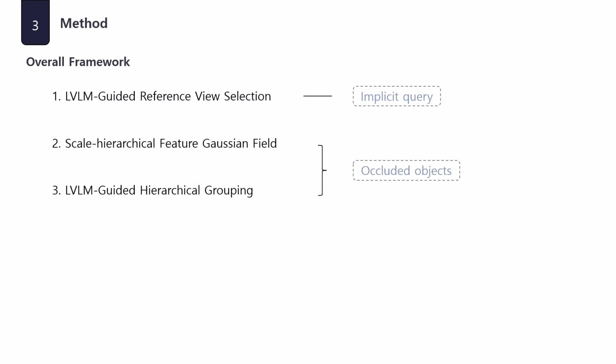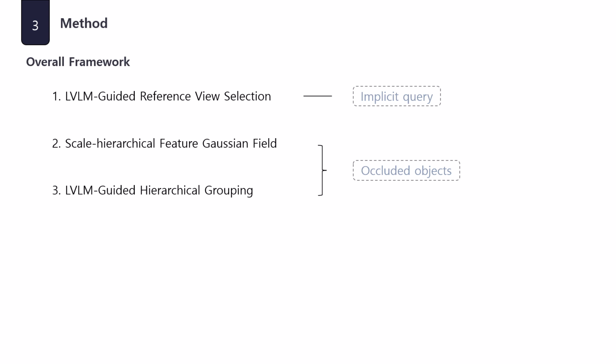Second, the paper introduces a scale hierarchical feature Gaussian field. Here, the model learns to embed instance features and language features into the Gaussians of the 3DGS representation. This embedding process is guided by Segment Anything Model masks and CLIP language features. This essentially enriches the Gaussians with semantic information.